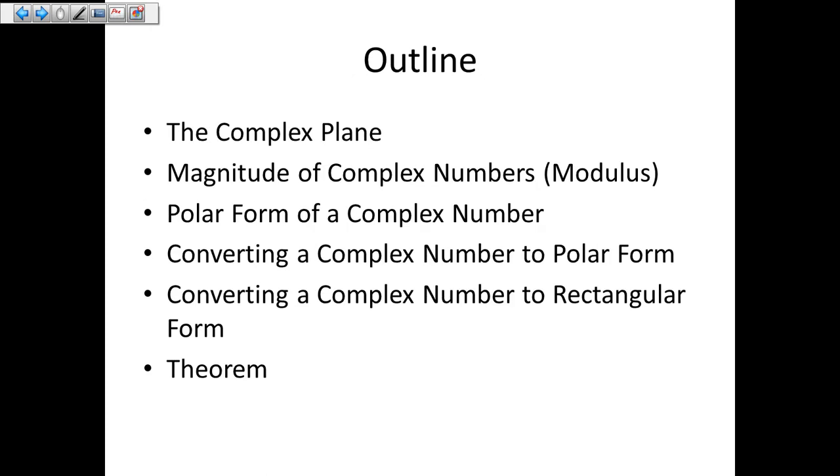The outline for this lesson will start by taking a look at what the complex plane is, then we'll find the magnitude of a complex number, also known as the modulus. We'll take a look at the polar form of a complex number, and then we'll take a look at converting a complex number in polar form into rectangular form. And then we'll end by taking a look at a theorem that deals with the products and quotients of complex numbers in polar form.